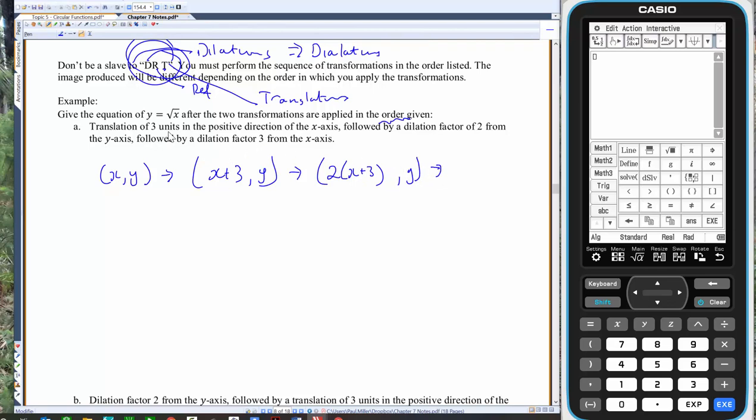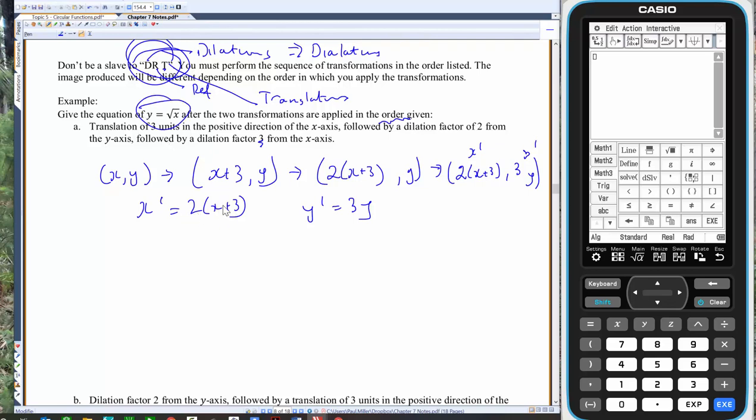Nothing happened to the y yet, followed by a dilation factor 3 from the x-axis. So dilations from the x-axis change the y value. So I've got 2x plus 3, comma, 3y. That's x dash, and this is y dash. x dash equals 2x plus 3, y dash equals 3y. Now what I'm going to do is make x the subject and y the subject so that I can sub it into this to make my new function.